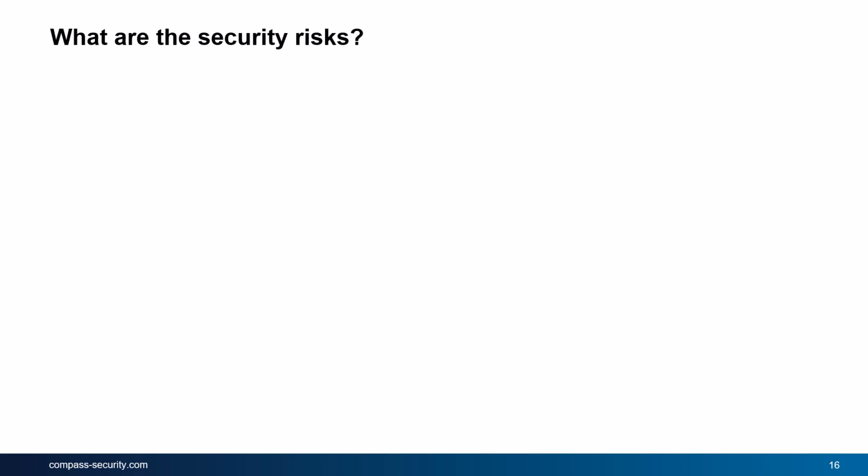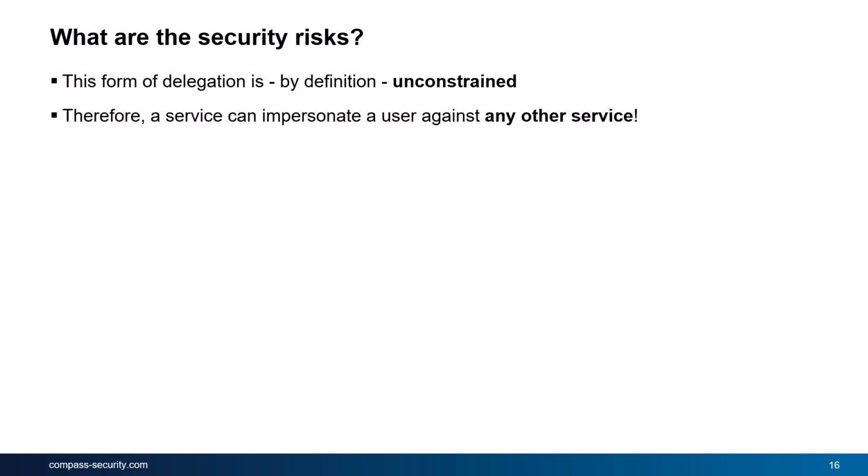Now, if you apply unconstrained delegation, there are also certain security risks that come along with it that you need to be aware of. The form of delegation that we are looking at is by definition and by its name unconstrained. What does it mean? The service can impersonate the user against any other services within your domain. That's where the unconstrained part of the name comes from.